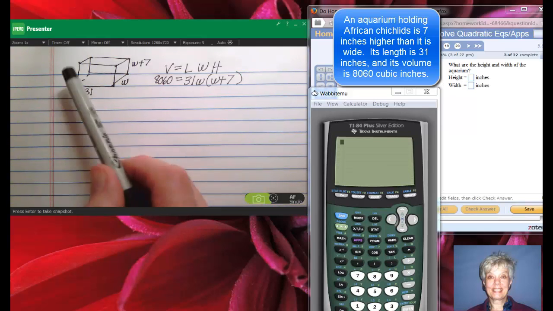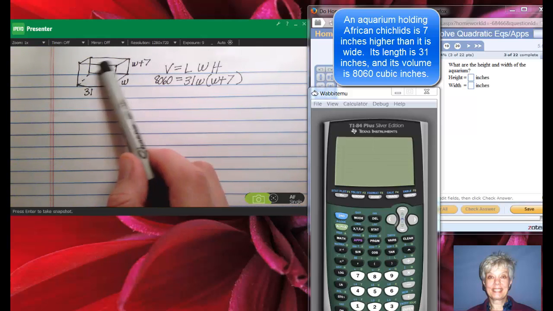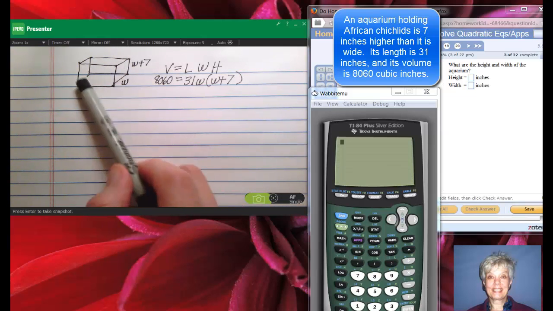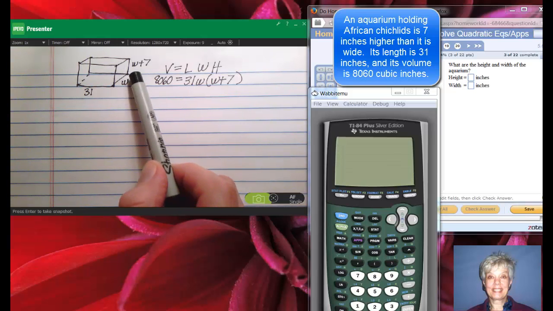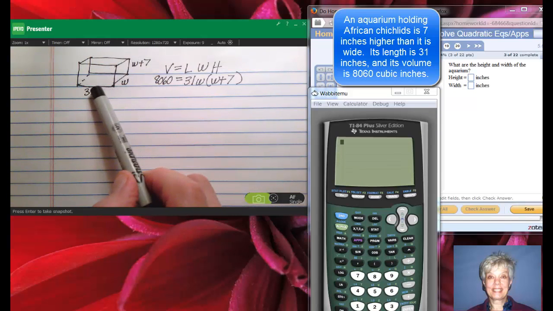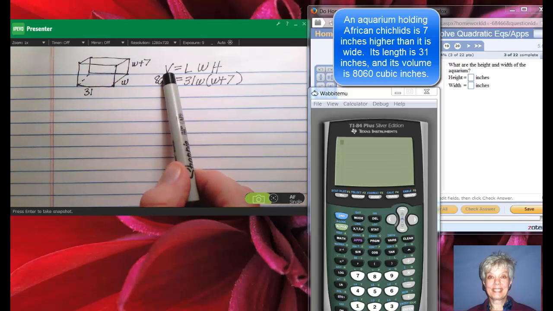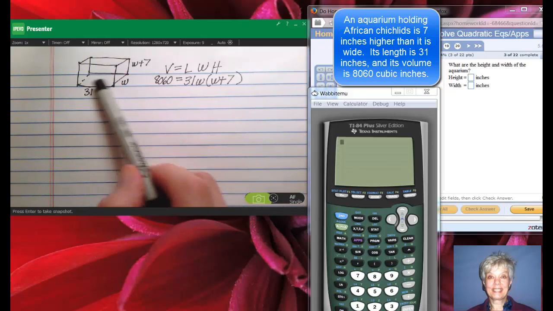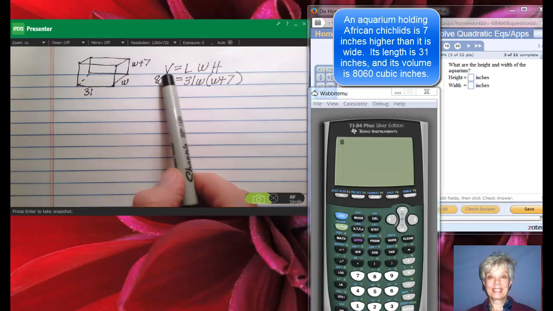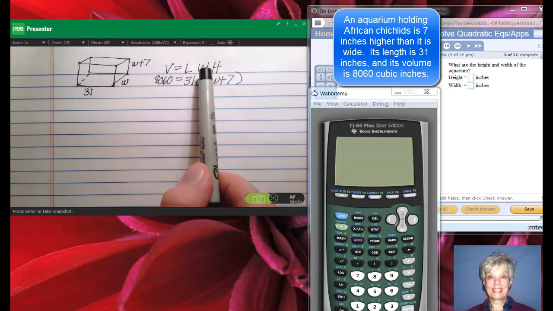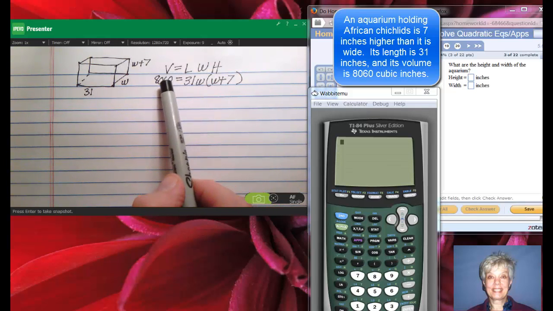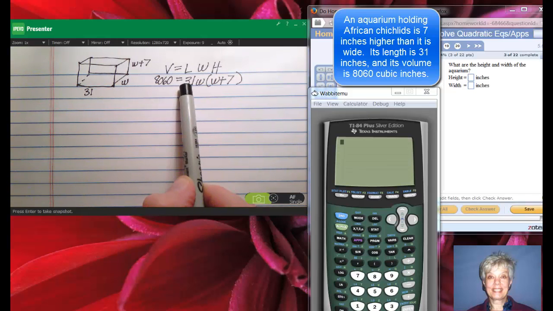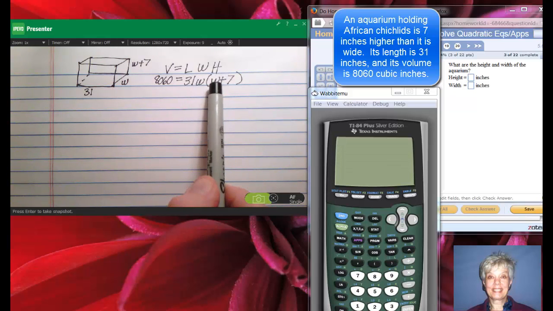Okay, so here I went ahead and I drew a picture of this situation. Here's the aquarium. This is the width, this is the height, and this is the length. And since volume of a rectangular solid, or an aquarium, equals length times width times height, we know that the volume is 8,060, the length is 31, the width is W, and the height is W plus 7. I am ready to start working on this problem.